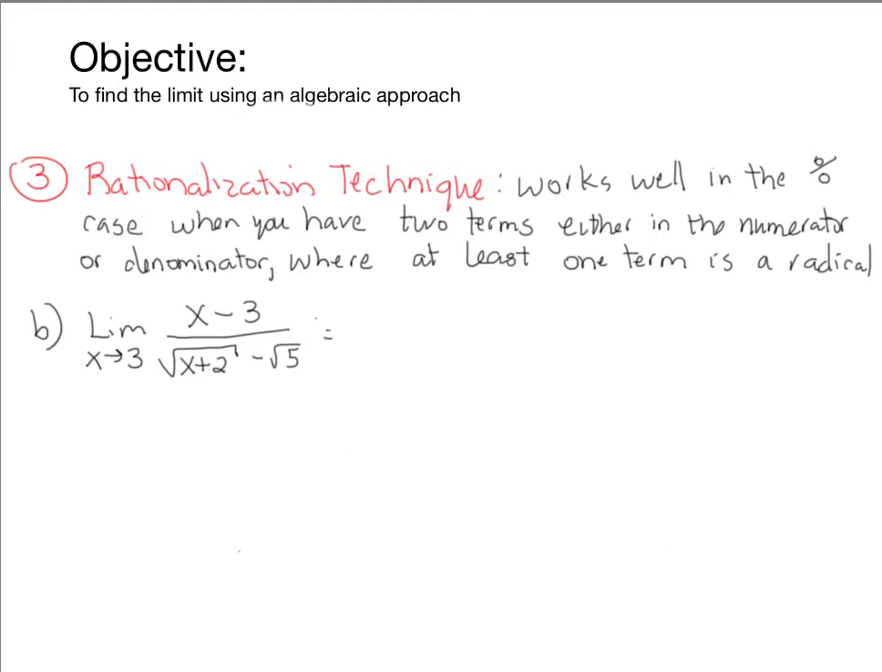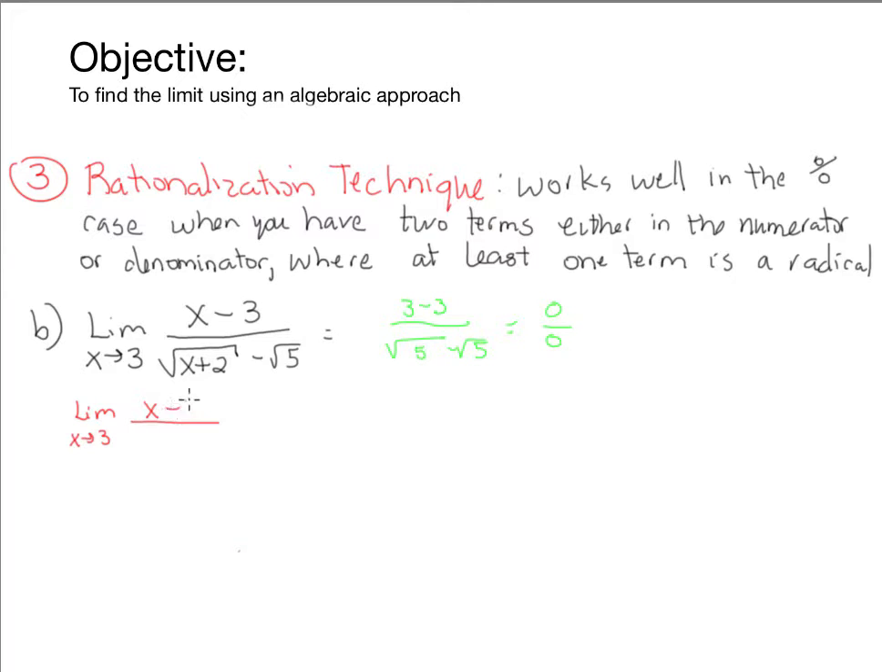Okay, looking at example B, I'm going to try direct substitution first to see if it works. So we're going to plug in 3 in place of every x. Simplifying that down, I end up with 0 over 0. So I have the indeterminate form, and I notice I have a binomial and I have radicals. So we're going to try the rationalization technique.